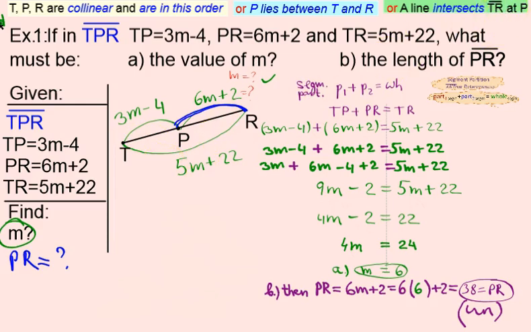So you actually might have some sort of a line intersecting segment TR at this point P, and point P in that case would be a point of intersection, that is a point between T and R, and therefore the situation of segment partition also will be present.